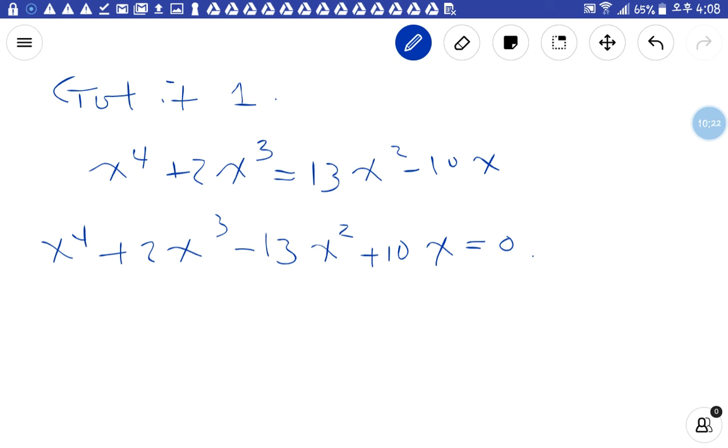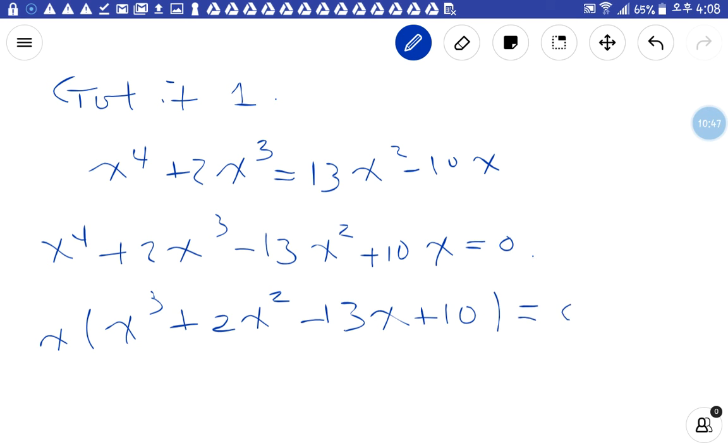So let's look at it. Do we have any common factors here? Yes, we do. What is it? x is going to be our common factor. So you can pull that out. Then I got x cubed plus 2x squared minus 13x plus 10, and that would be 0.